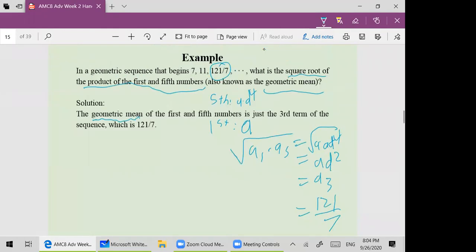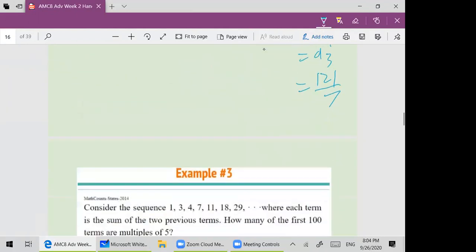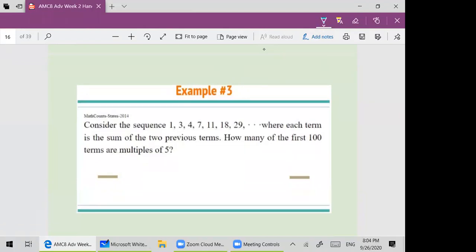In a similar way, the mean of the nth and the mth term is just the term whose index is their average. Okay, now here's your example. And once again, please send answers to Gordon Chen once you have them.